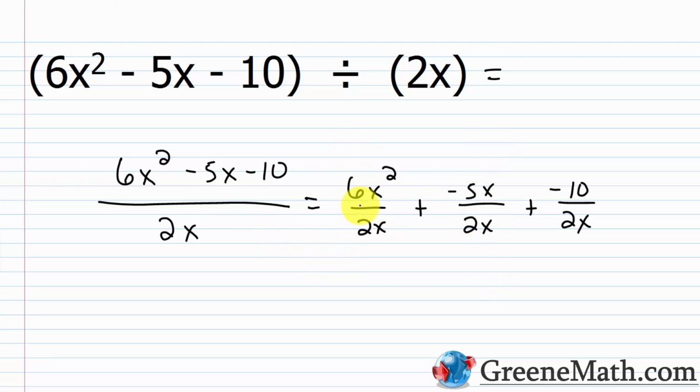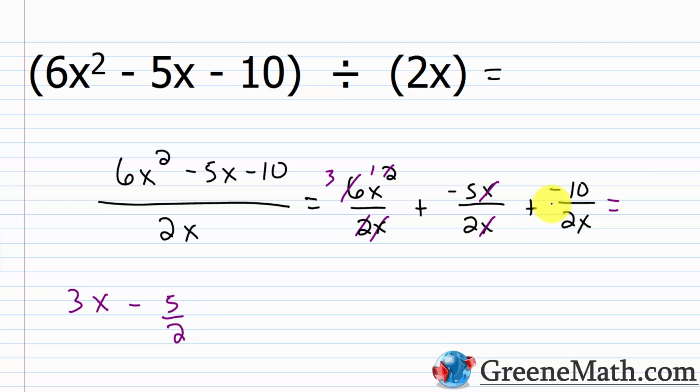So what I'm going to look at is, what can I do? So 6 over 2 is 3. x squared over x would be x to the first power. So let me write 3x. Then we have plus, you have negative 5x over 2x. Well, I know the x's would cancel there. So I would end up with minus 5 over 2. In decimal form, you could write that as negative 2.5, but I'm just going to leave it as a fraction.